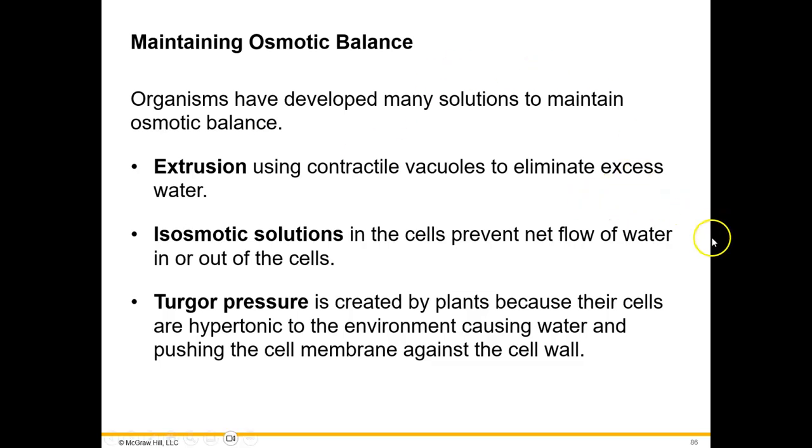Also, isosmotic solutions in the cells can prevent net flow of water in or out of the cells. So just basically by balancing those solutions, that's going to prevent that concentration gradient that's going to push water in or out of the cells. And then also turgor pressure, which is created by plants because their cells are hypertonic to the environment, causing water to enter and pushing the cell membrane against the cell wall.